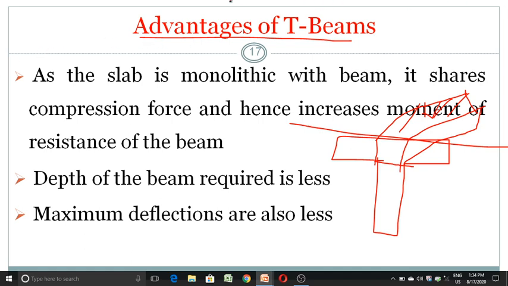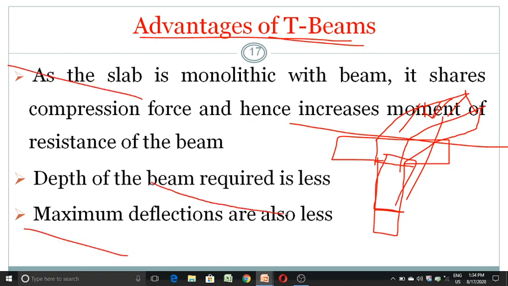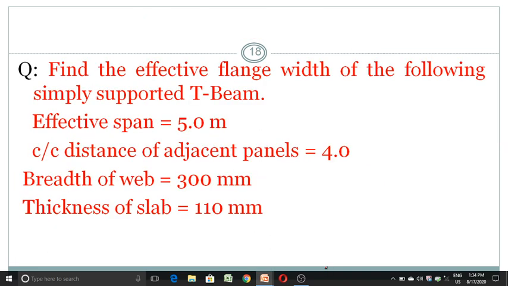As we are providing this concrete in the flange region above the beam, we can reduce the depth of the actual beam, and as it has more moment resisting capacity, the maximum deflection is less. The same points I have listed here: it increases the moment resisting capacity, the depth of the beam required is less, and the maximum deflection is less. Clear? Right. So let us see some problems on how to calculate the effective flange width of simply supported T-beams, monolithic as well as isolated beams.